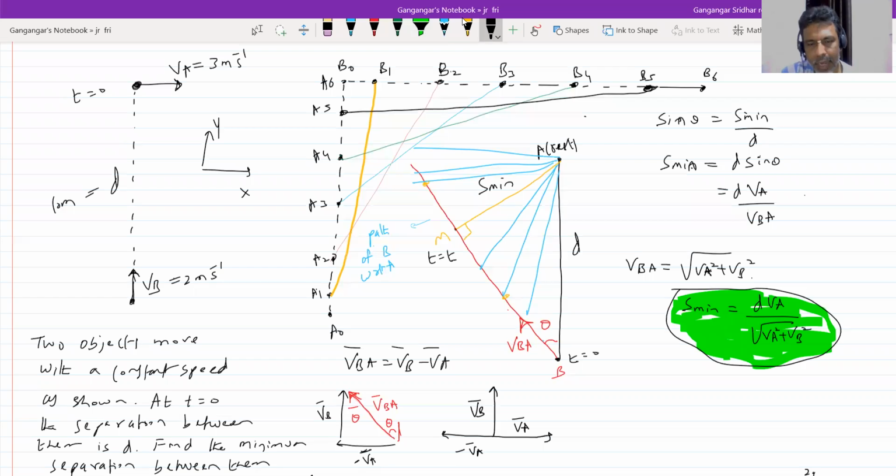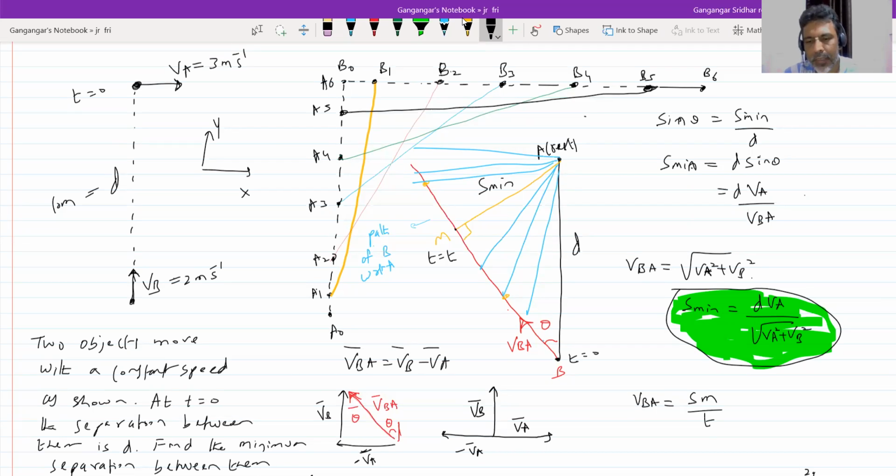Okay, now this time has to be determined. For that, can we go for what is VBA? Is it a constant or variable? VBA will be constant. No? VA and VB are constant, VBA constant. So what type of motion the VBA will describe along BM, uniform velocity motion. So what is the formula for that? VBA is equal to SM by T.